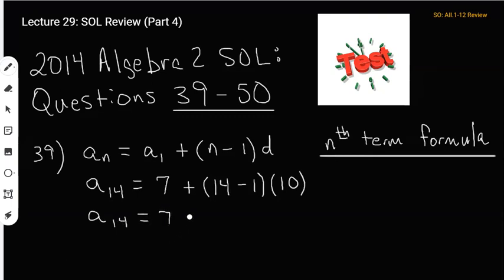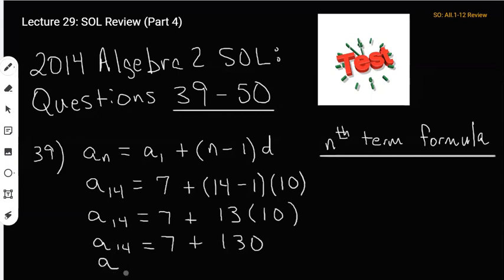So I've got 7 plus 14 minus 1. We know that 14 minus 1 is going to give us 13. And I've still got this 10 inside parentheses right here. So now I can multiply these two numbers, 13 times 10, and get 130. So I'm going to bring down the 7 and then 7 plus 130 is 137. And that's going to be my answer.